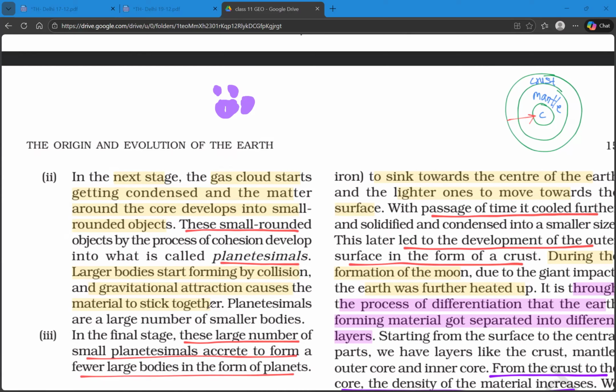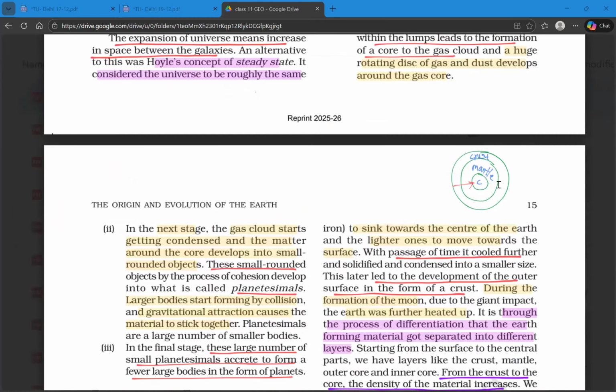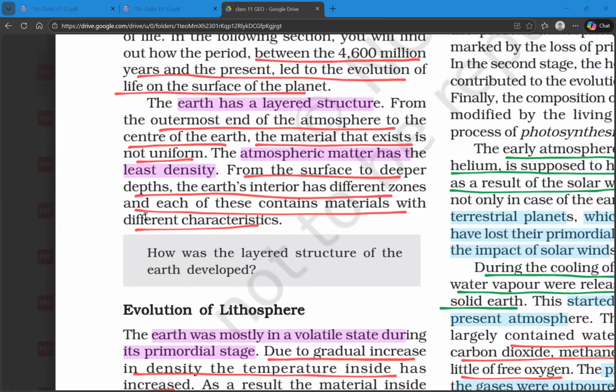The Earth has a layered structure. If we see the diagram here, these are the layers of the Earth. The first one is the crust, the next one is the mantle, and the next one is the core. From the outermost end of the atmosphere to the center of the Earth, the material that exists is not uniform. The atmospheric matter has the least density. From the surface to deeper depths, the Earth's interior has different zones, and each of these contains material with different characteristics.